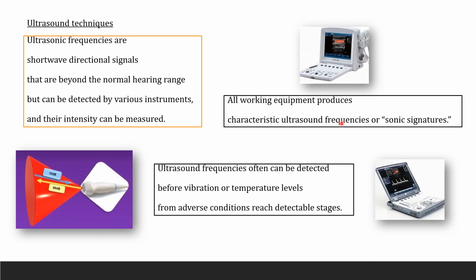All working equipment produces characteristic ultrasound frequencies, which we call sonic signatures. Women know about ultrasound all the time, because every time they have babies, they go to see the doctor and can see their baby's image, the embryo image, using the same technology, ultrasound frequencies. We can often detect ultrasound frequency before vibration and temperature levels.